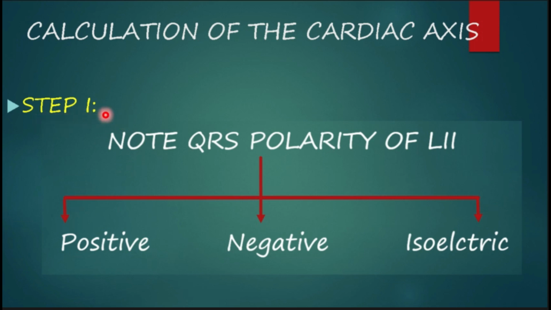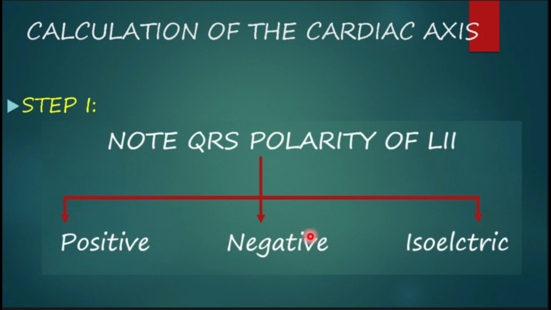Step 1. First note the QRS polarity of lead 2. It can be positive, it can be negative or it can be isoelectric. If the QRS polarity in lead 2 is positive, there are two possibilities. The cardiac axis could be either normal or it could be right axis deviation.